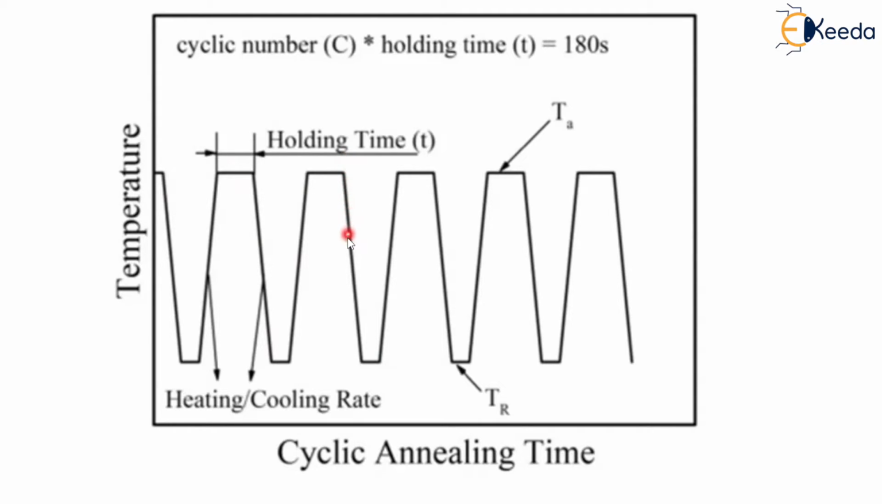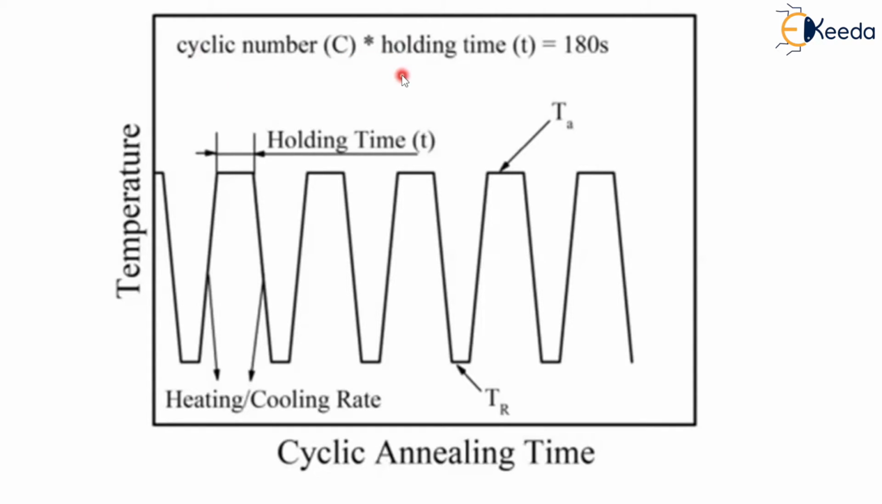You have to cool it. Rapid cooling is required to the predetermined level, and after that again heating and again cooling. So that means continuously you have to heat and cool for a particular period of time. So that means here the number, how many number of times that you are heating and cooling.